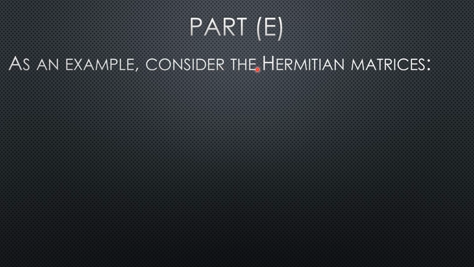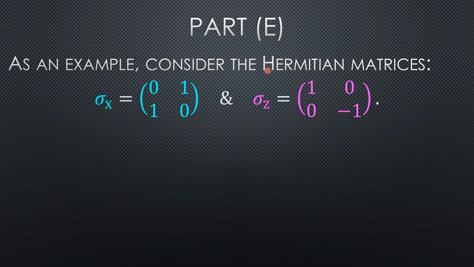So as an example, let's consider the Hermitian matrices, which were also the Pauli spin matrices. Again, these matrices were highly important to us because they were Hermitian, unitary, traceless, have a determinant of negative 1, things like that. Very, very important.